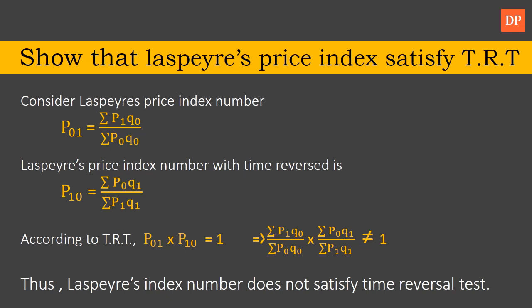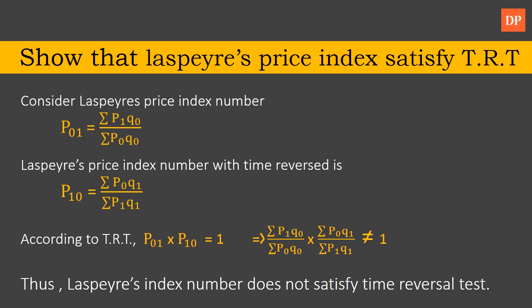But in order to prove the time reversal test, we need to consider a new index number. The new index number is P10. What is P10? P10 is a new price index number for the current year 0 and base year 1. We can notice here there is a change in the time periods, so a new index number needs to be identified. P10 is equivalent to summation P0Q1 whole divided by summation P1Q1.